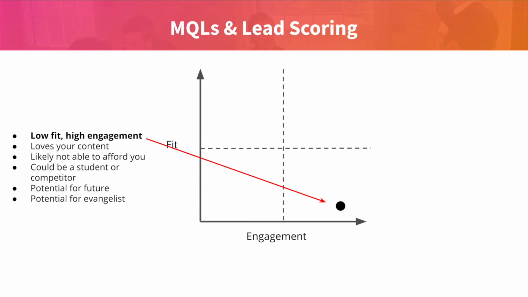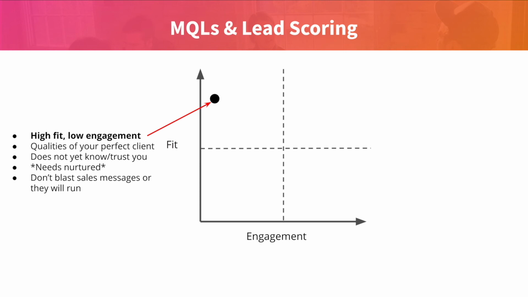Then on the bottom right, we have low fit but high engaged clients or prospects. These are people that love your content. They're reading all your stuff. Likely not able to afford you is my guess if they're not a good fit. Maybe they're a student. Maybe they're a competitor researching you. But you do have the potential for future engagements. So, like, if it is a student, maybe 2 years from now, they are at a job and they love what you've done, and so they're going to come back to your company. Or maybe they're a future evangelist, so somebody that loves your content so much that they're going to share it. So we want to give them attention, but not all the attention, if you know what I mean.